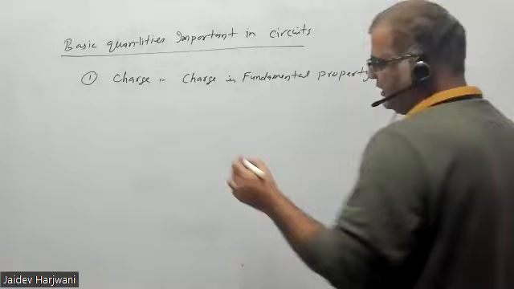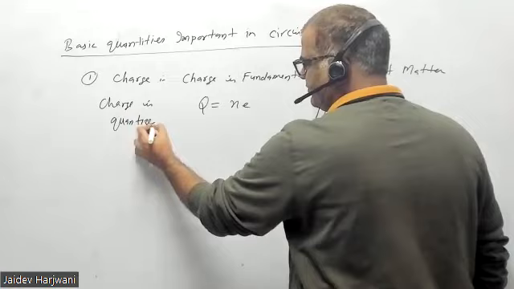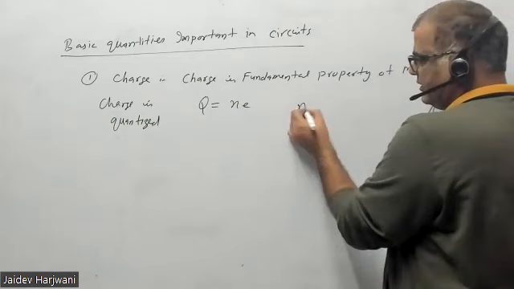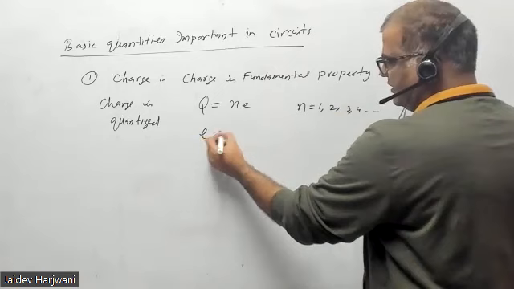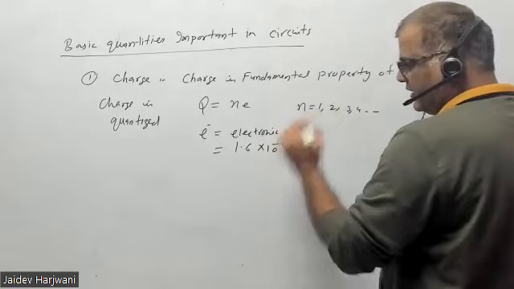And you know charge is quantized. Q equals n times e, where n is 1, 2, 3, 4, and e is the charge, the electronic charge. What is the value? 1.6 × 10⁻¹⁹ coulomb. So this is the electron charge.